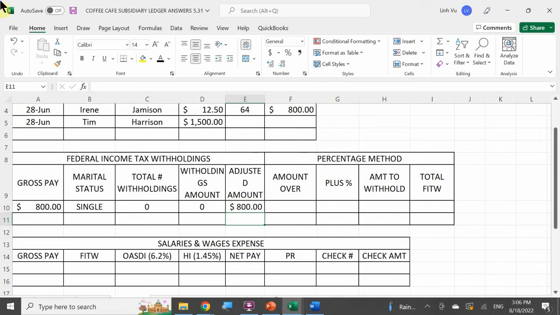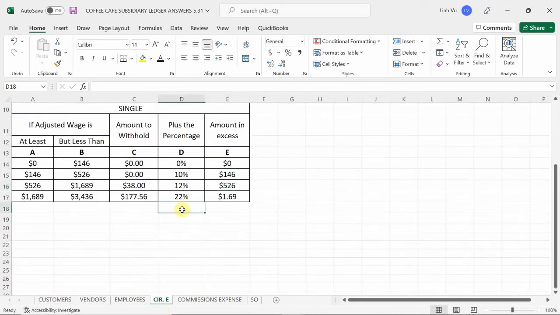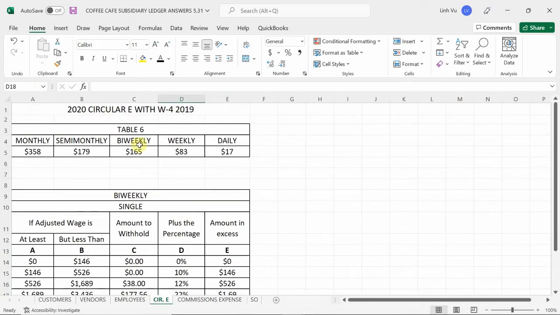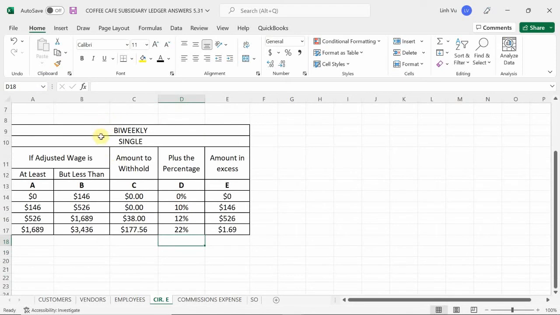So let's go down to the bottom of this table, because this is where we can also obtain our Circular E table. I've already done the work for you. I got you the number of withholdings as well as the exact table we're going to be using. You need a biweekly table for single status individuals. And here is the table.